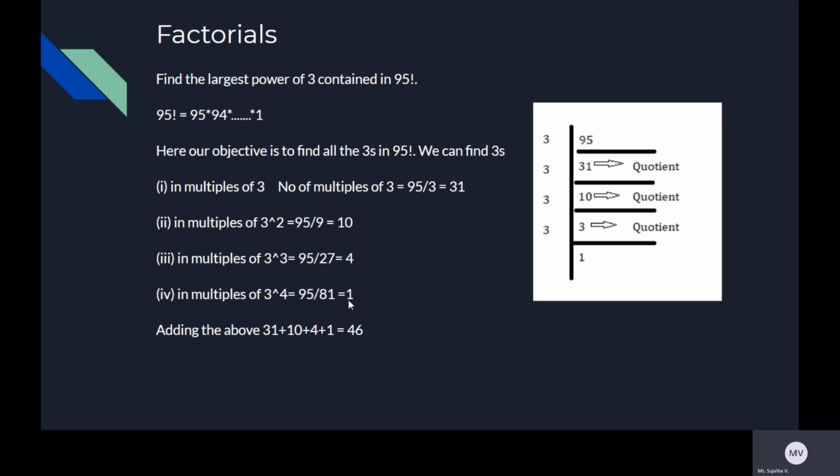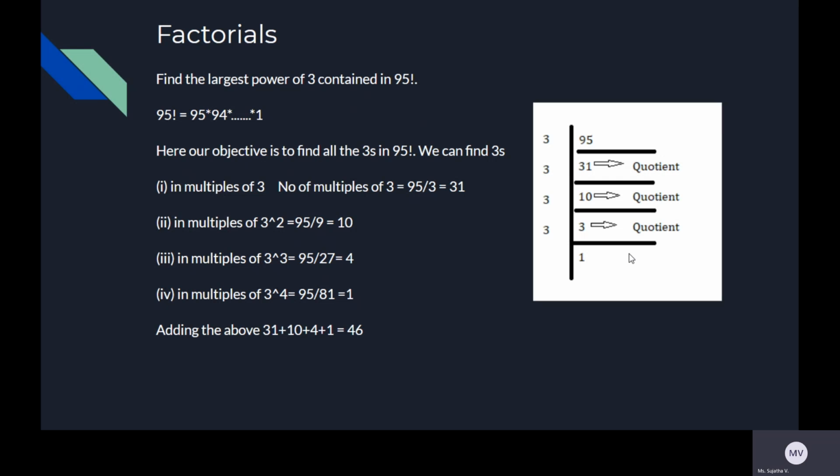Once we get 1, we can stop there because we cannot go any further. I cannot do 95 by 3 raised to 5, because only 95 numbers are there. I cannot go beyond 95. So here I stop and I add up all this: 31 plus 10 plus 4 plus 1, 46. Now this method is fine, but still you can reduce the time by using this notation.